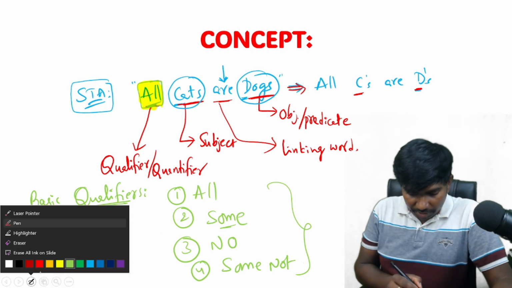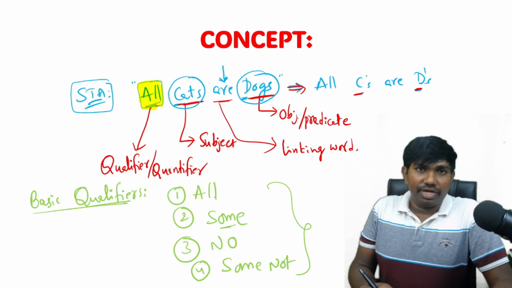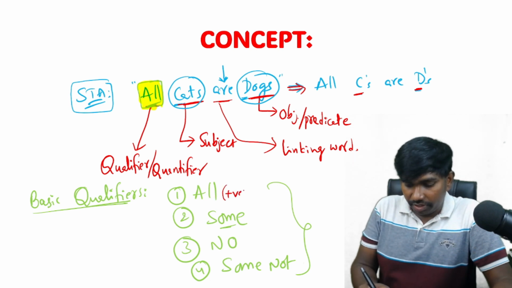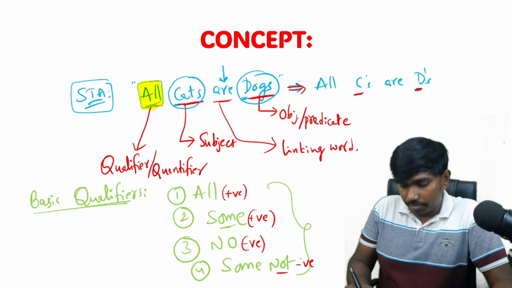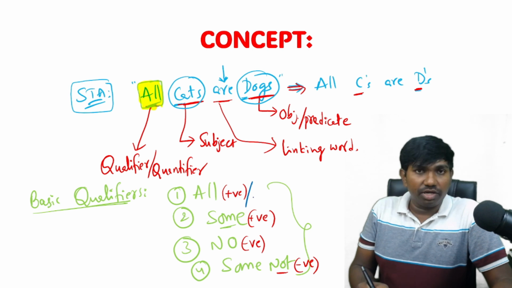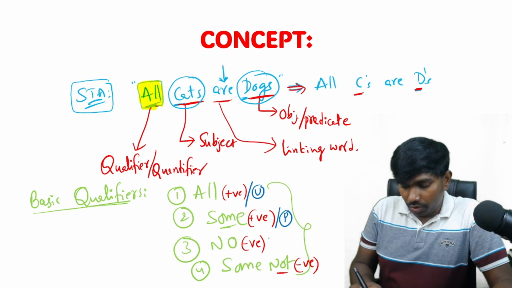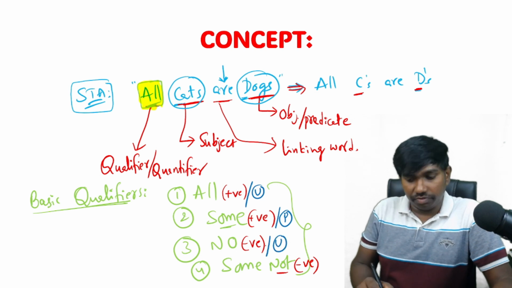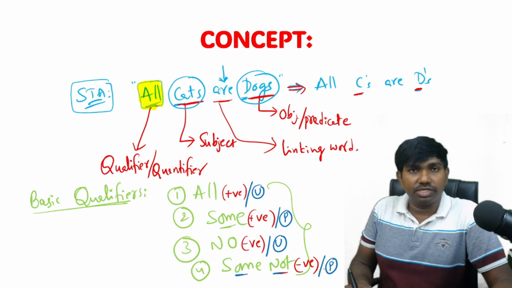Okay, next, coming to the types of qualifiers. Each is either a positive qualifier or a negative qualifier. All is a positive qualifier. Some is also a positive qualifier. No is a negative qualifier, and some not is also a negative qualifier. Next, tell me, is all a universal qualifier or a particular qualifier? Yes, it is a universal qualifier. Some is a particular qualifier, and no is no for all, that means a universal qualifier. And some not is some not, particularly telling about some; few things are not. That means it's a particular qualifier.